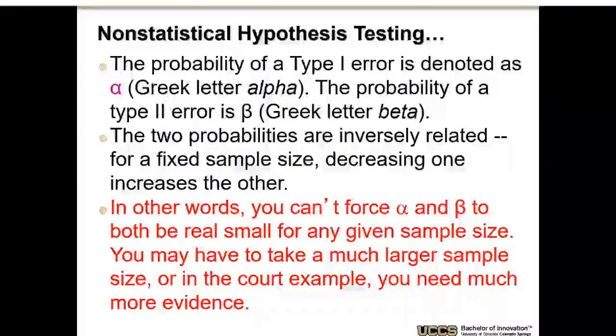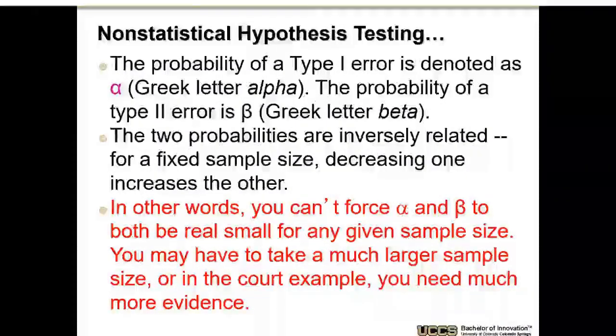These two probabilities are generally, and I should have put inversely there in quotes, inversely related. For a fixed sample size, decreasing one increases the other. Actually, it's non-decreasing. So if I decrease this one, the other may stay the same or get larger, but it never goes down. Right? So there's a monotonic relationship between them, not quite inverse like 1 over x. It's just, if one gets larger, the other gets smaller. So there's a trade-off between them.